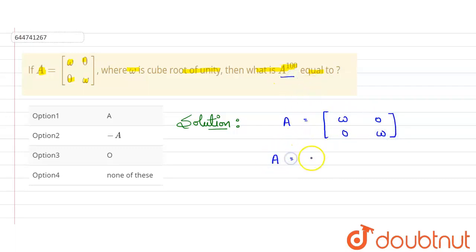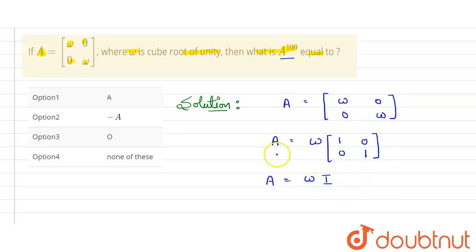So it can be written as omega times [1 0; 0 1], both are the same. This is another way of writing the above equation. Here A is equal to omega times the identity matrix I. I will tell you the reason why I have changed this.